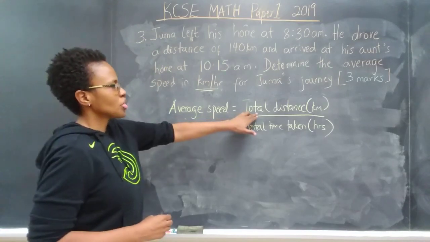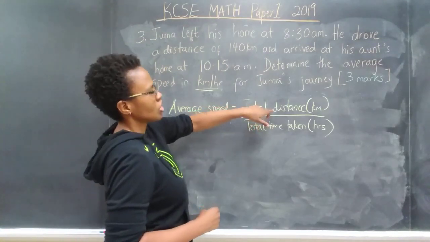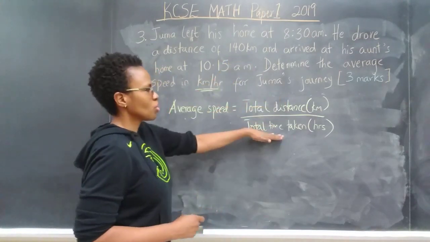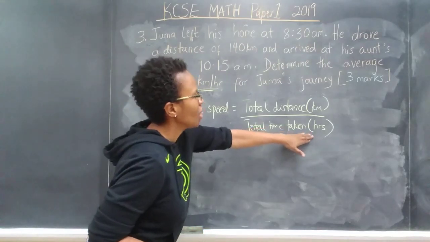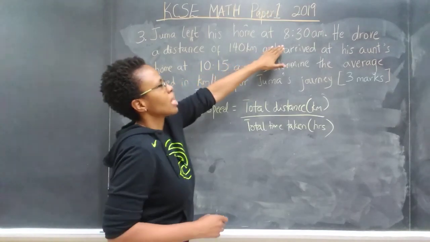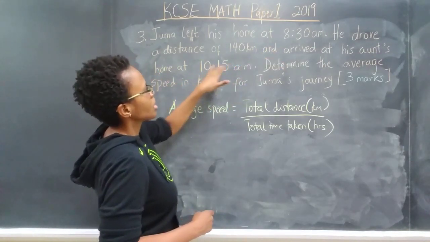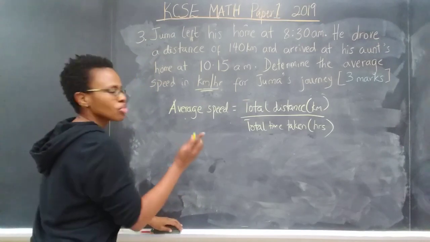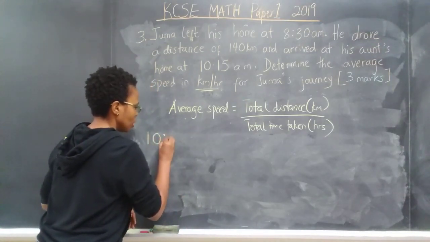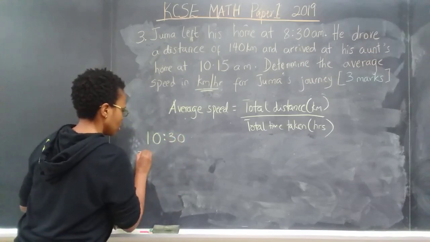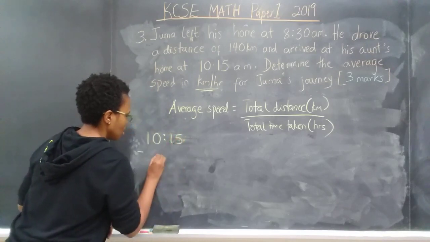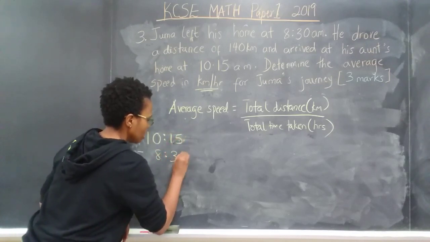So here, for this equation, we already have the total distance. That will just be a case of plugging 140 into the numerator. But then for the total time taken, we need to express this in hours, and we have been given only a time range from 10:15 a.m. to 8:30 a.m. So we need to find what this means in terms of hours. We can figure that out if we do a subtraction. Sorry, this is 10:15 minus 8:30.